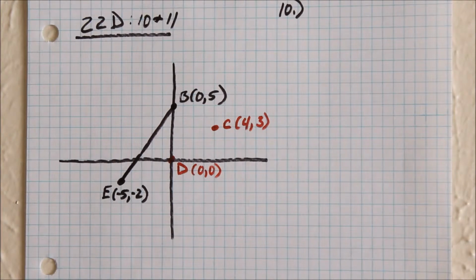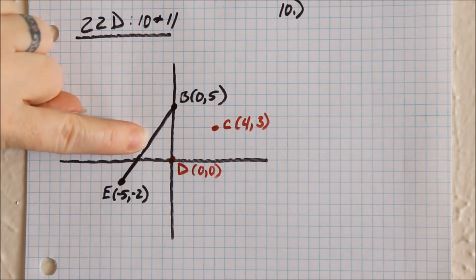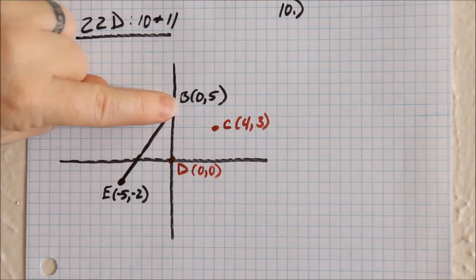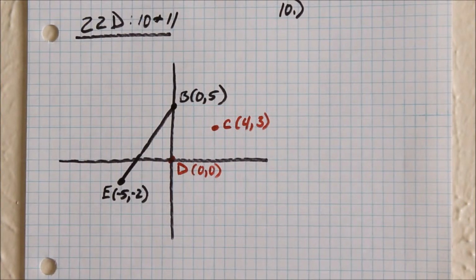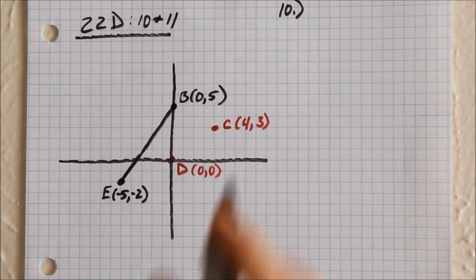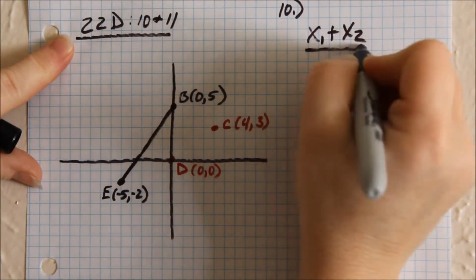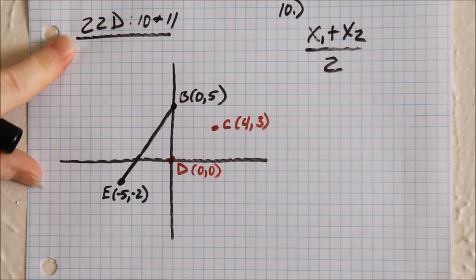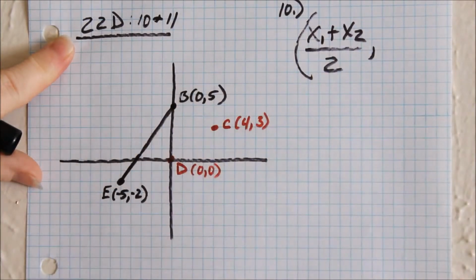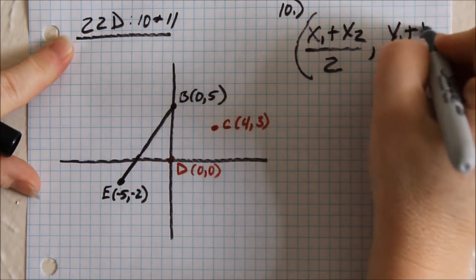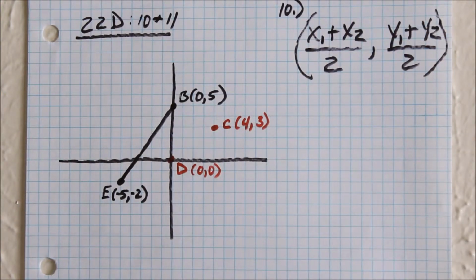Okay, the midpoint. Midpoint means halfway between. So there is a coordinate, a point along this line that is halfway between E and B, and that's what we're going to find. Again, it doesn't matter which one you label to be point 1 or point 2. So the midpoint formula is you take the average of your x values. So you're doing one x coordinate plus the other x coordinate divided by 2. That will give you an x coordinate. And you take the average of your y coordinates. And then that will give you a y coordinate. And those two values are your midpoint.